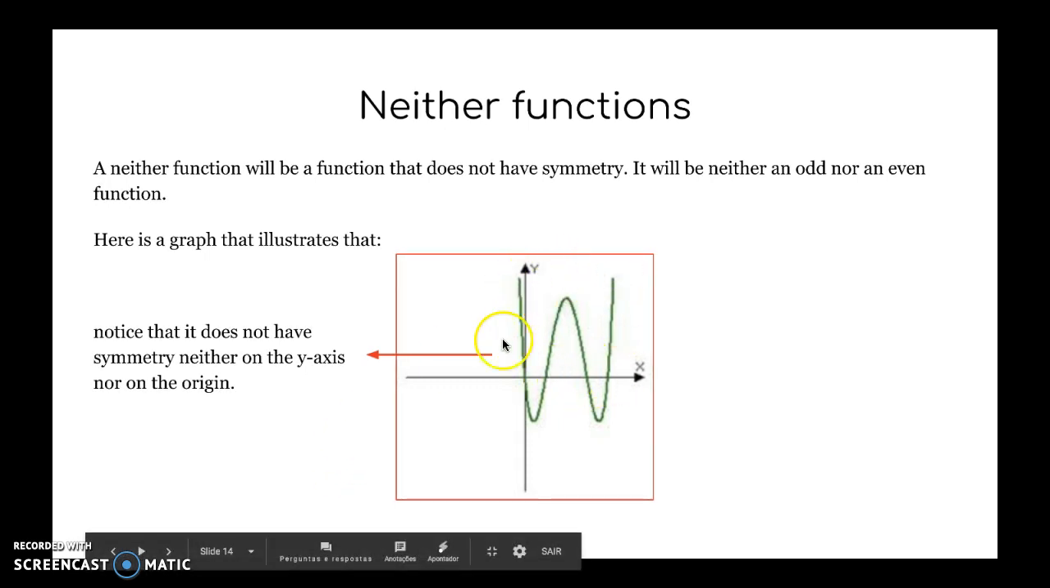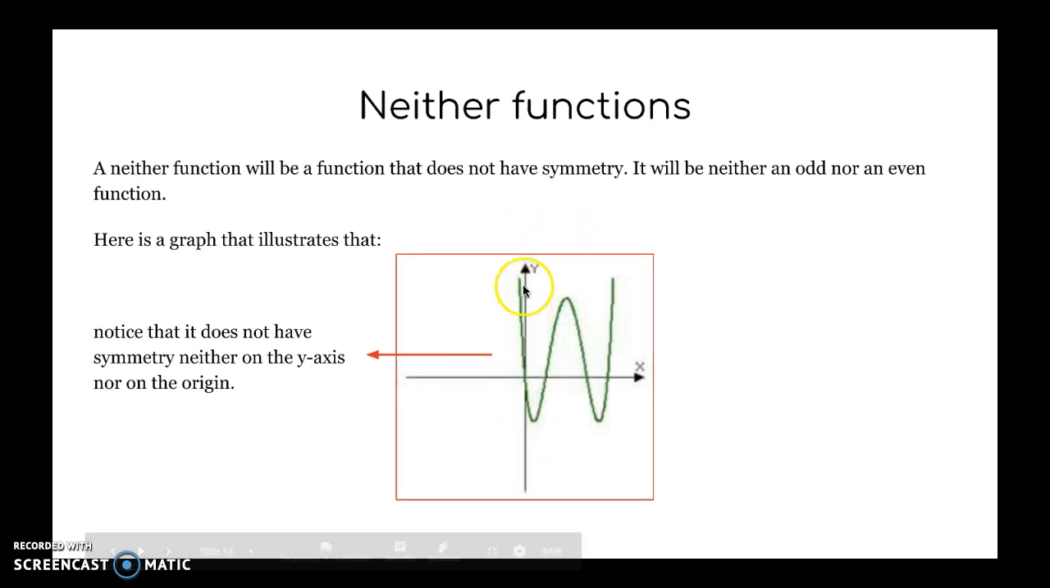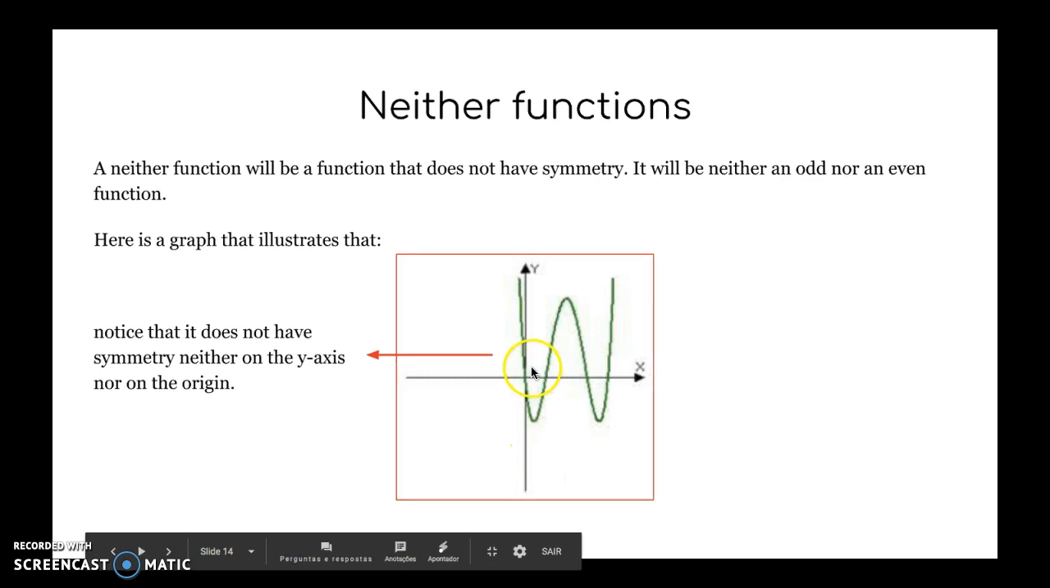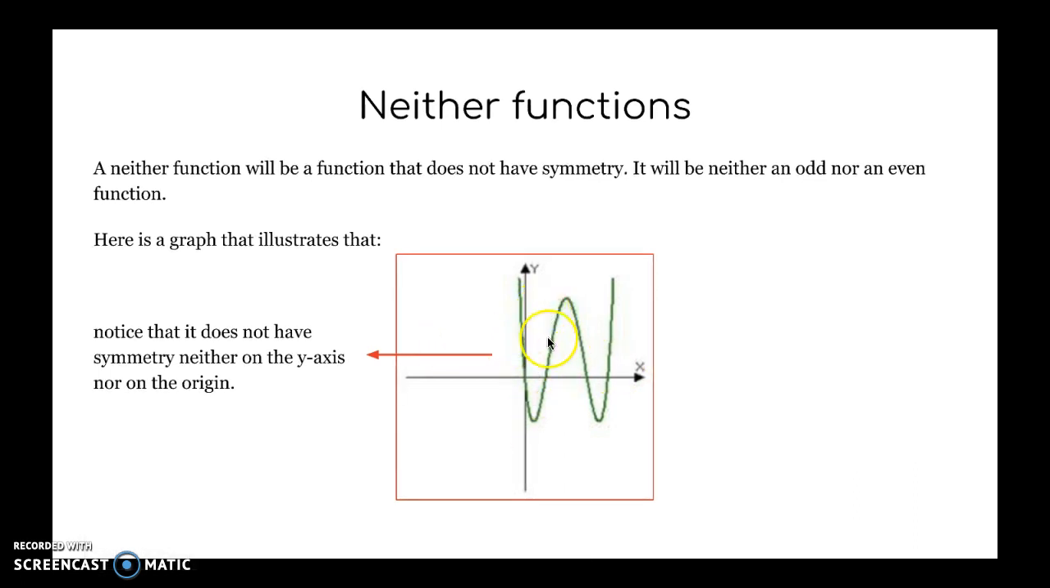This graph represents a neither function because we don't have y-axis symmetry, because this side is not the same as this one, and we also do not have origin symmetry because this side here is not the upside down side here. So notice that it has no symmetry, neither on the y-axis nor on the origin.